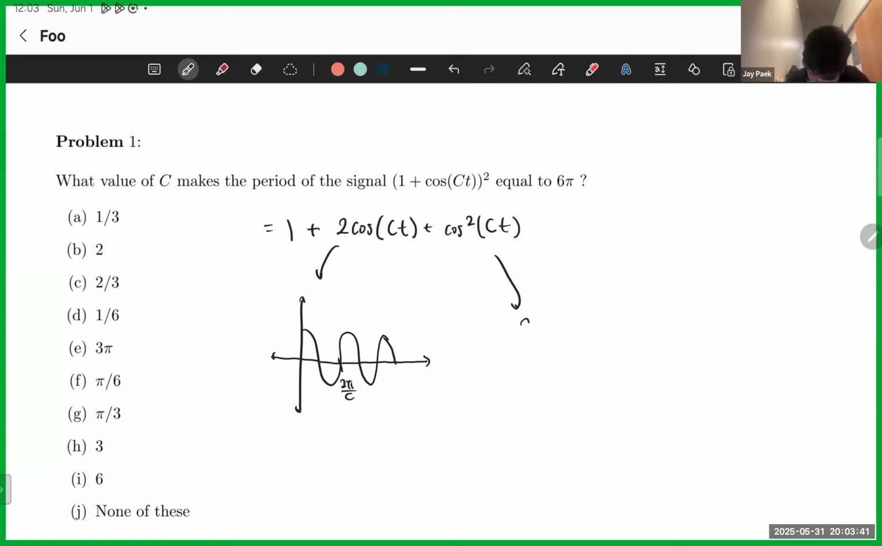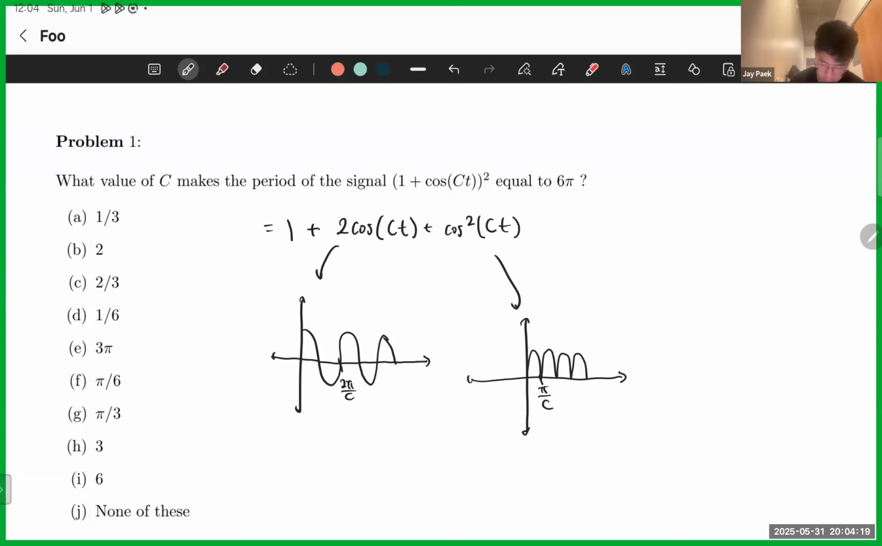And this will have period of pi over c. This is just a universal truth. Knowing how the behavior of cosine squared of ct works will significantly help with this problem. I feel like everyone would be familiar enough to notice this. And so noticing this, we realize that the period of this will always be bigger than this one.